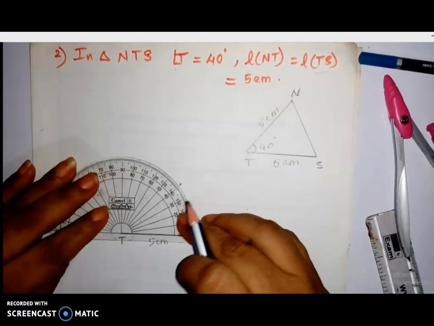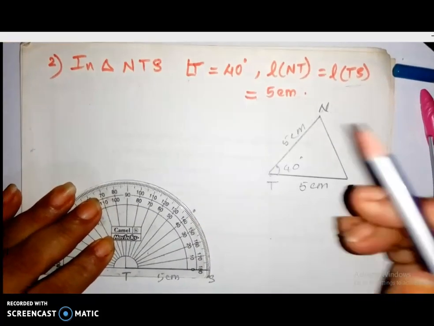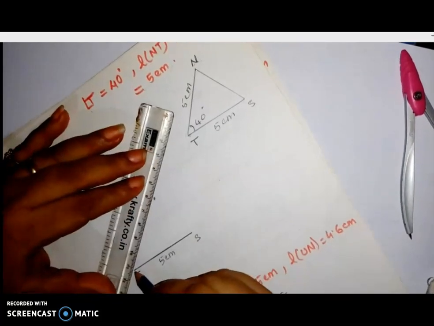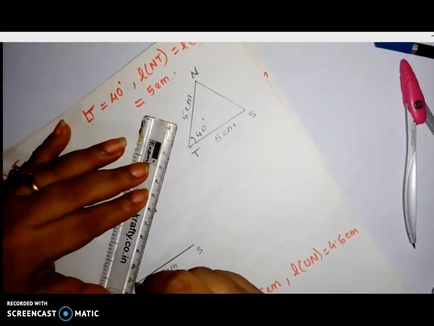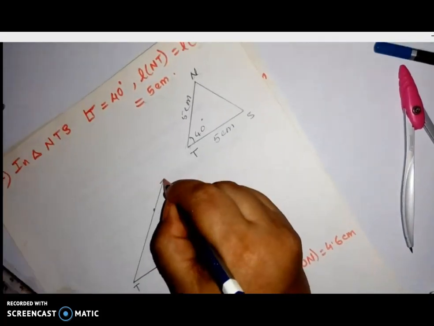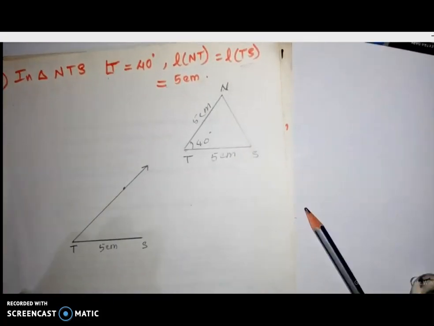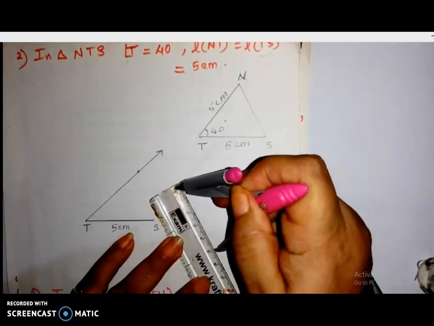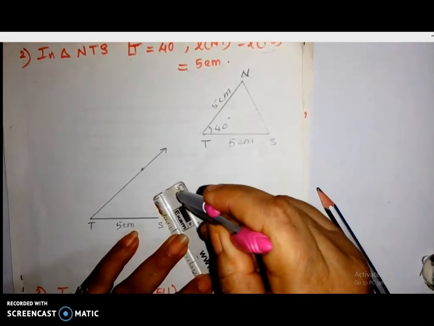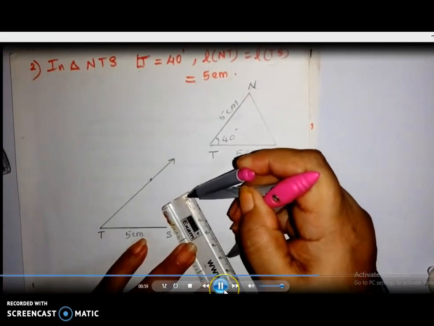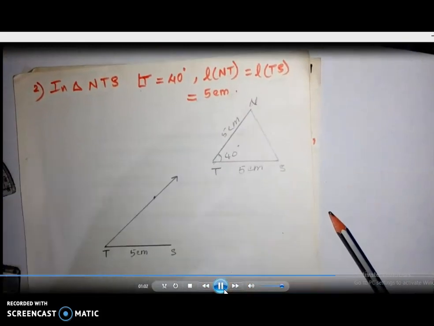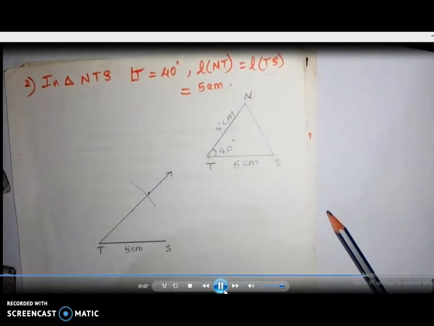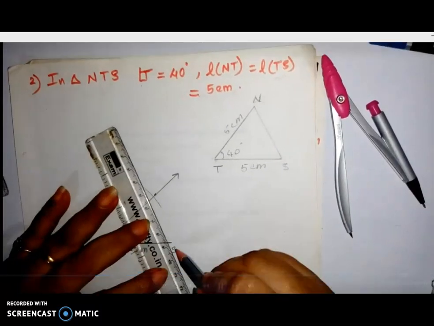Now I will measure angle T equal to 40 degree. And now length of TN is also 5 centimeter. So placing it at T, we will cut an arc measuring 5 centimeter and join this.